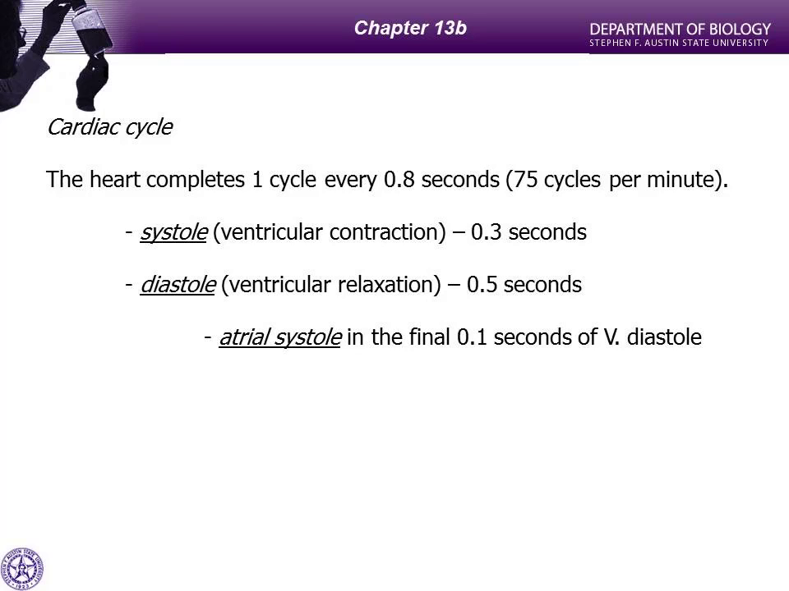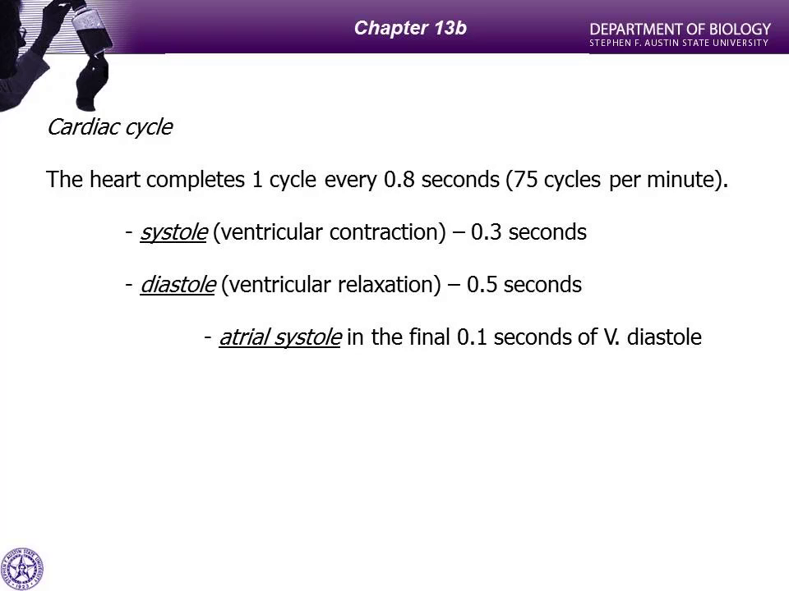Not down to 0. And largely what keeps the pressure from falling to 0 are our semilunar valves. The blood is falling backwards, so the pressure decreases, but when the valves close, your pressure can't decrease any further. So that's largely where we get our textbook blood pressure of 120 systolic over 80 diastolic. Now that's our 0.8 of a second, systole and diastole.